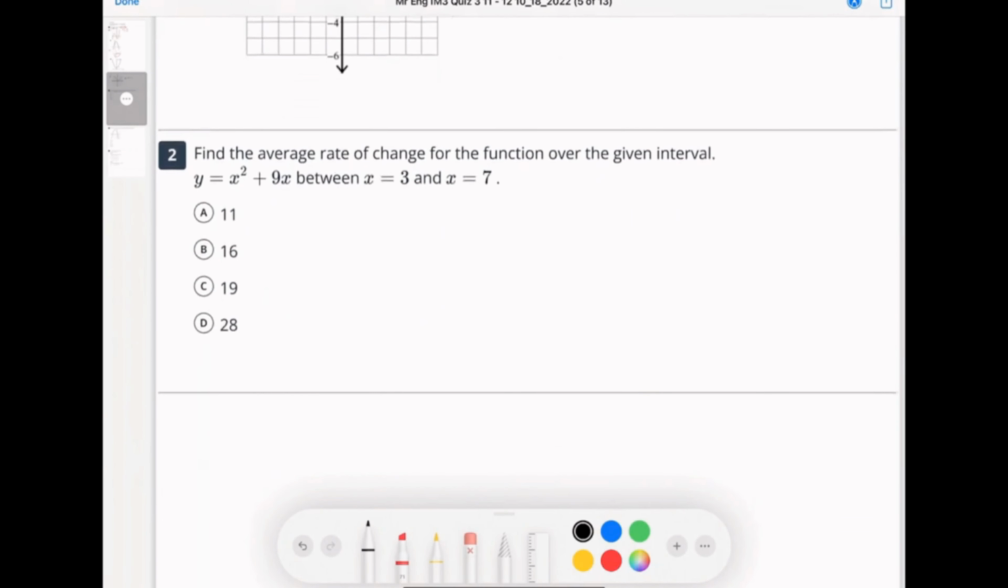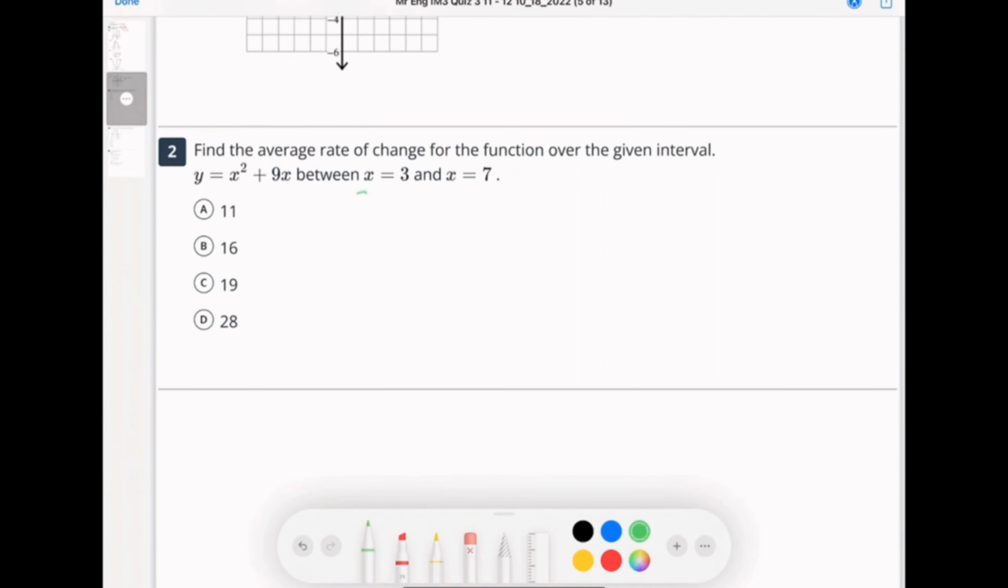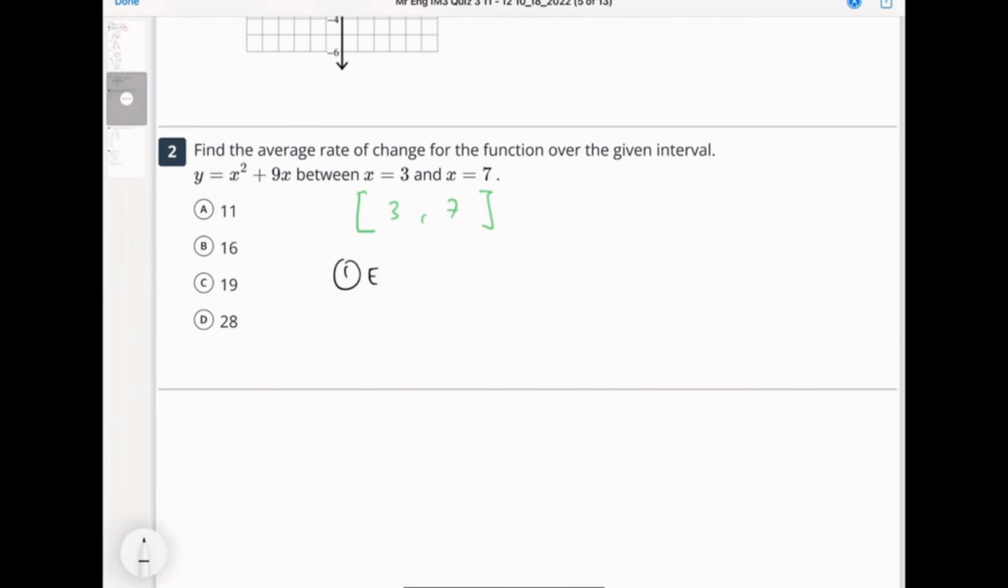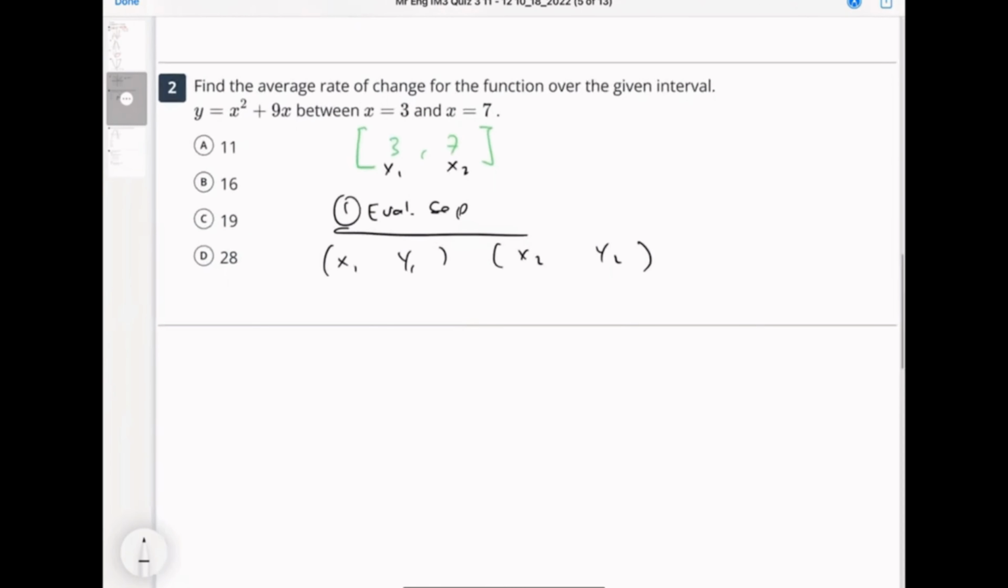Question number 2 says, find the average rate of change of the function given the interval. So this looks a little bit different, but it's essentially the same thing, like something like this, 3, 7. And what we did is, number 1, we evaluated this separately. So this is your x1, this is your x2. So you're basically just going to plug it into the function.